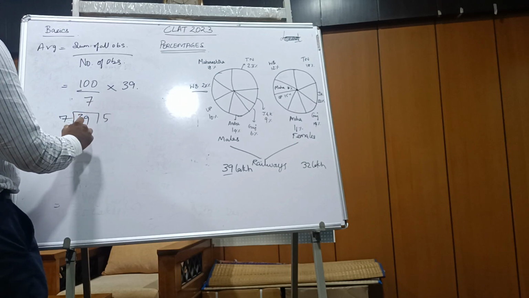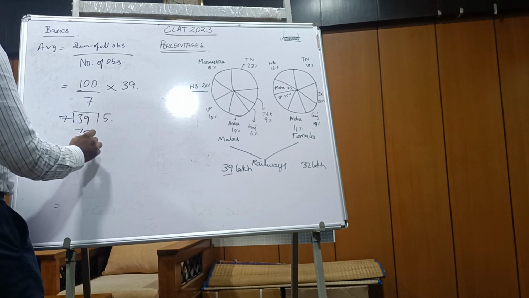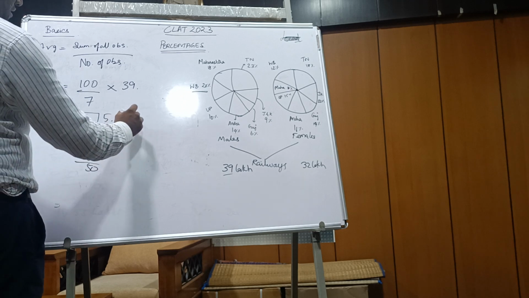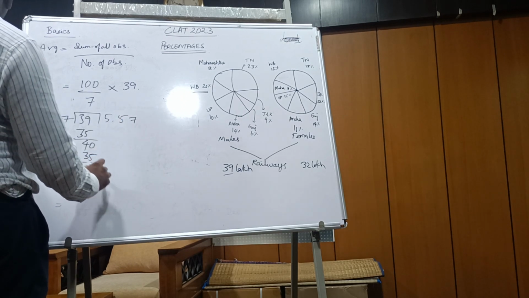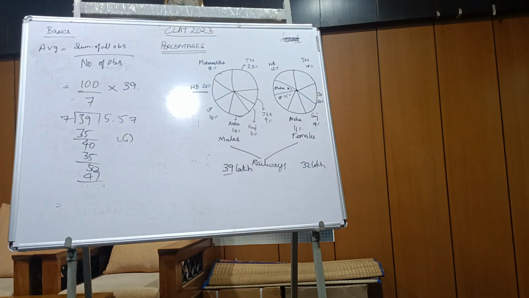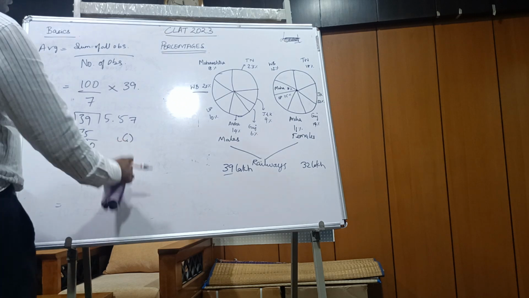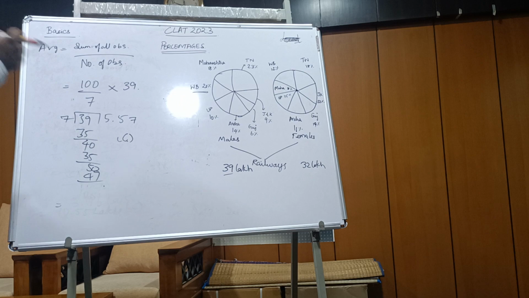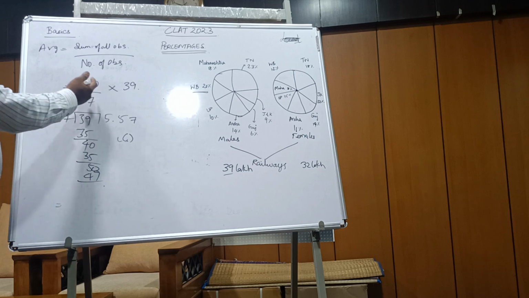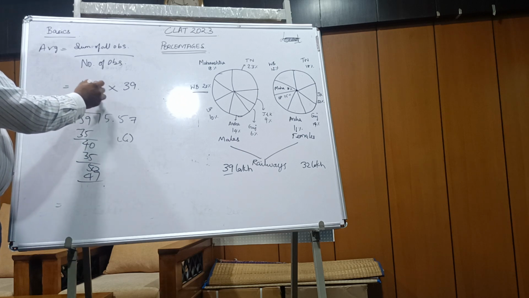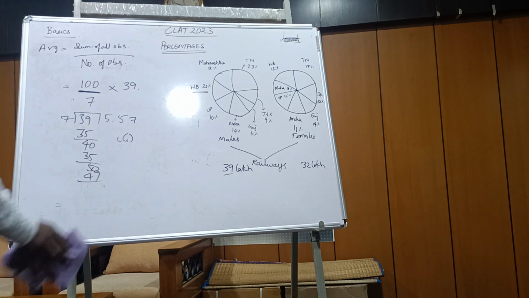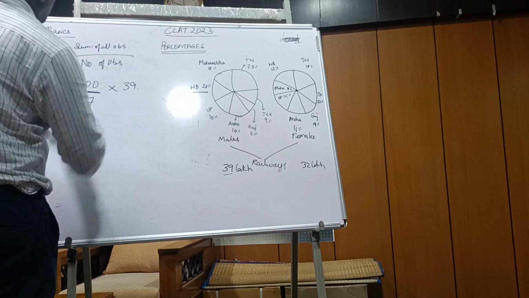So 5, 35, 4, again 5, 35, again 5, then it becomes 7, 37. So the answer is right in front of you, it's option C, 5.57. So this is the concept you have to understand, or else you will keep finding out all the numbers and adding them. It's not the right way. Instead of adding all the numbers, we assume that the total is 100 as a percentage, and then we divide it by 7. Multiplied by the total number, you get the average males from each state.